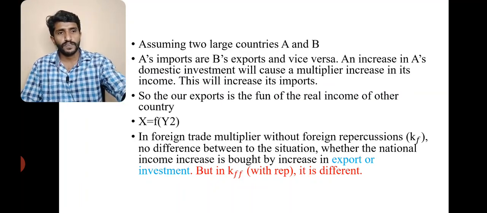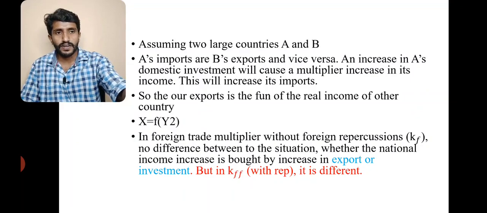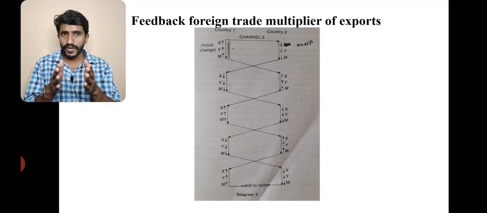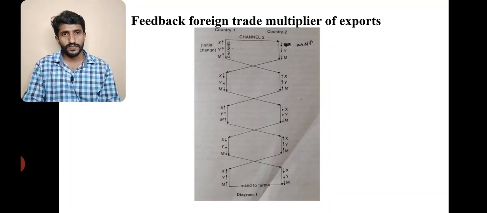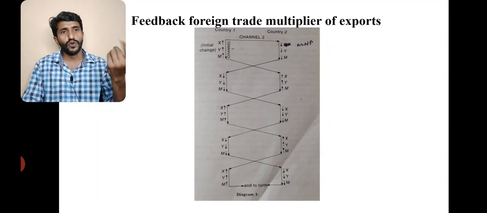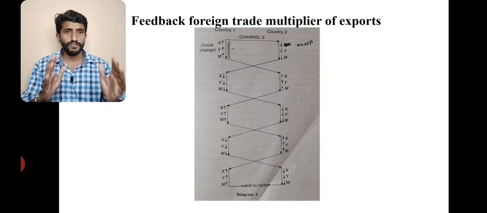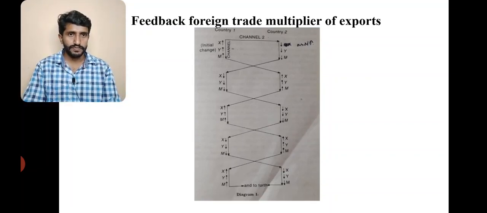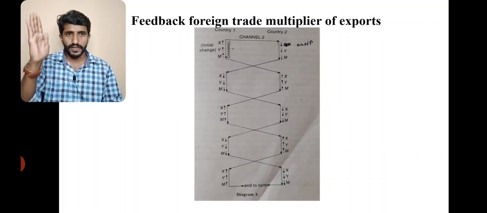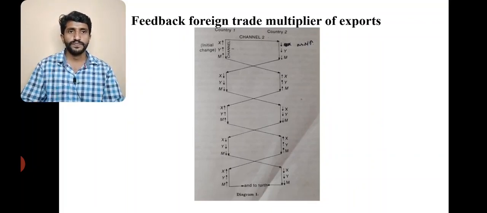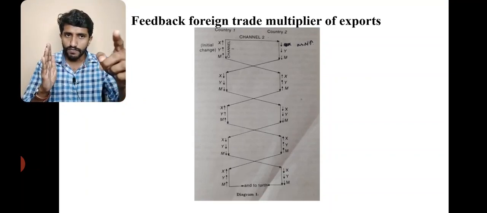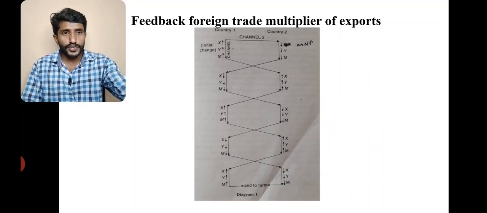So we will see that. Firstly, we will see the foreign trade multiplier of export, the feedback foreign trade multiplier of exports. So if export is increasing, what will be the feedback, or what will be the foreign trade multiplier with the repercussions? Here you can see the picture. There are two countries, country 1 and country 2, and there are two channels, channel 1 and channel 2.